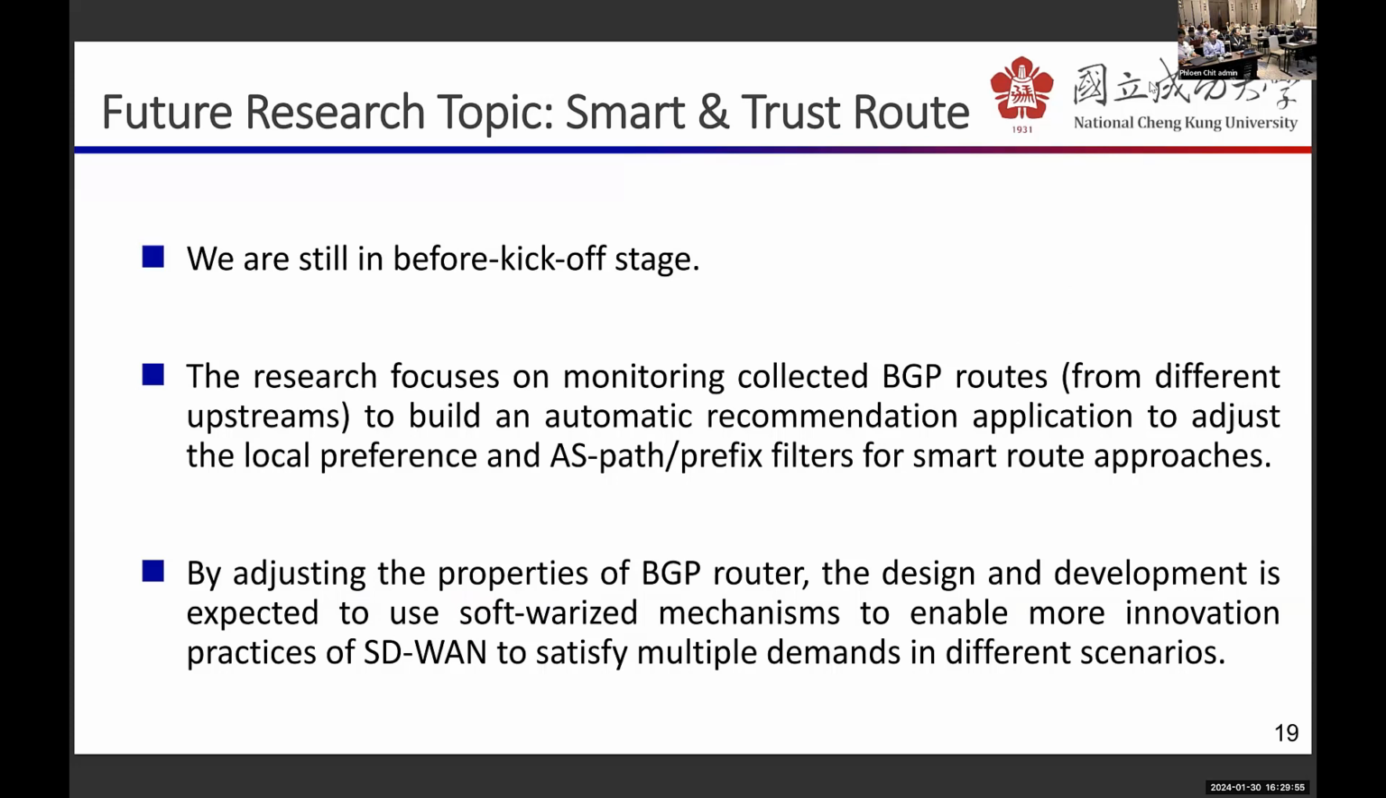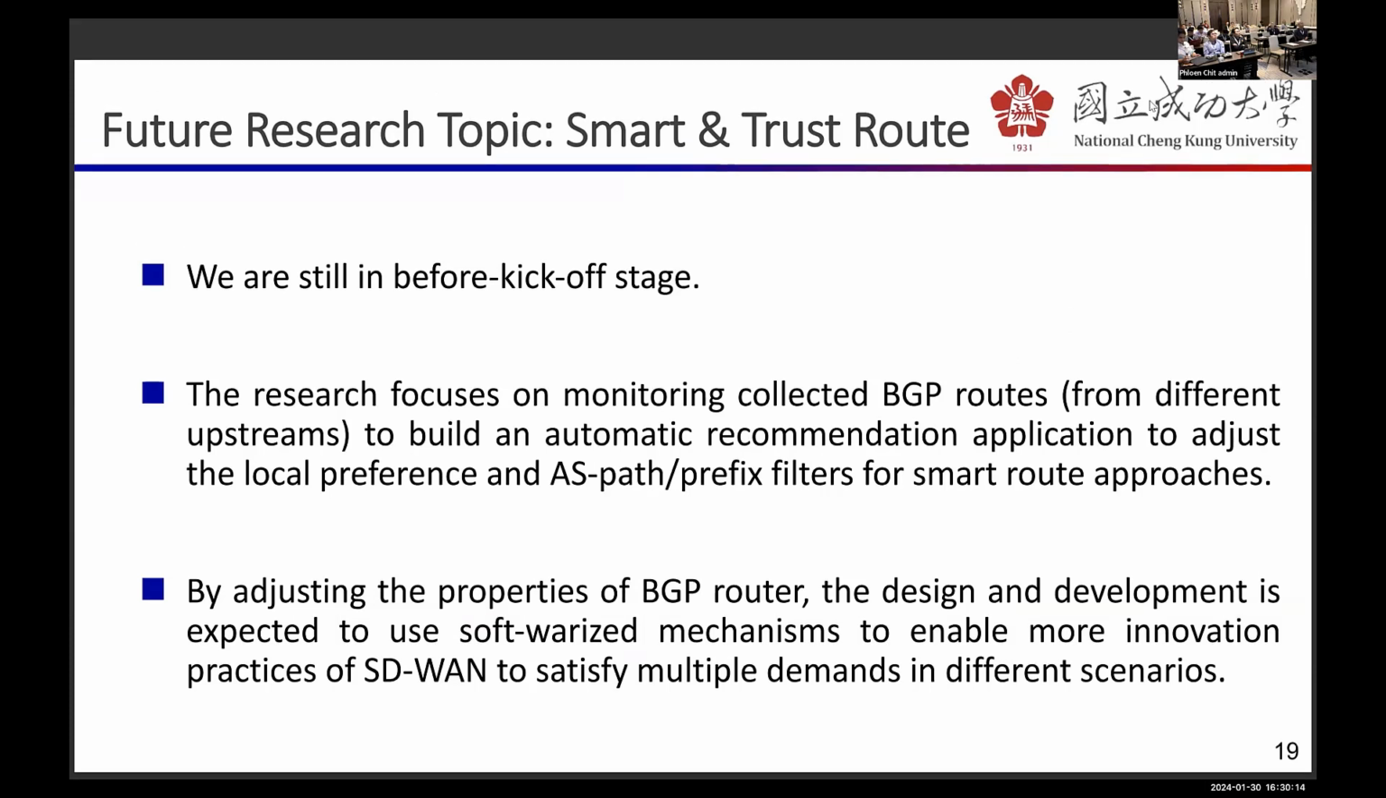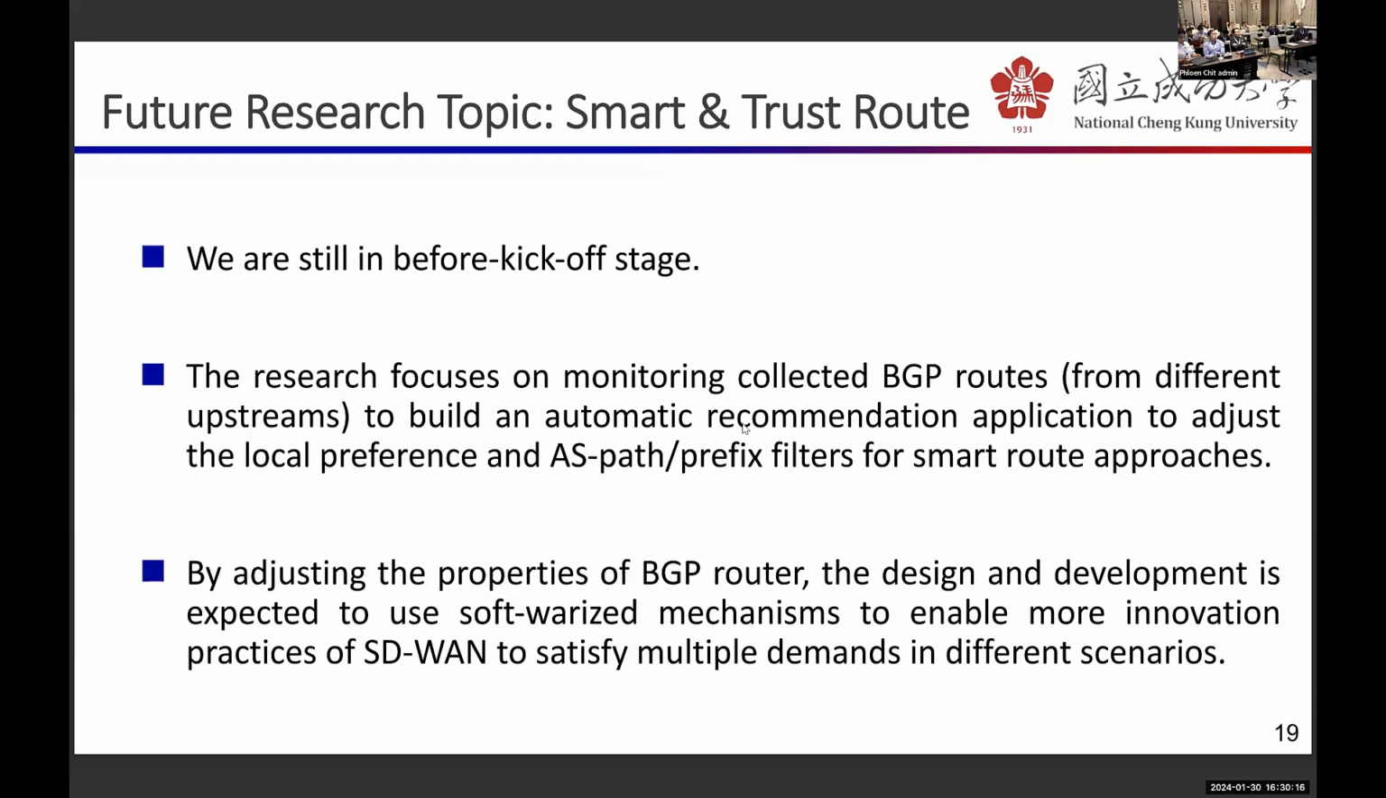Okay, so above are the two use cases in progress, and next is a future research topic. The topic is smart and trusted routes. That is still in the before-kickoff stage, so it's very early. The research focuses on monitoring and collecting BGP routes from different upstreams to build an automatic recommendation application to adjust the local preference and the AS path prefix filters for a smart route approach.